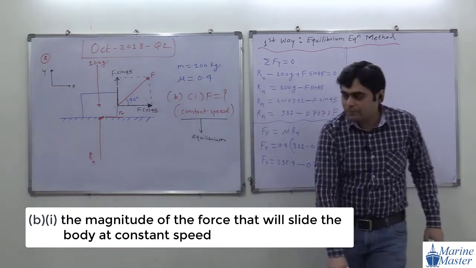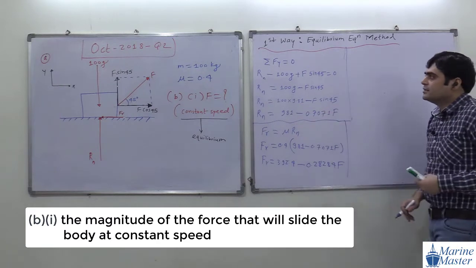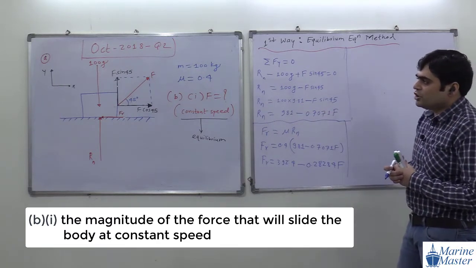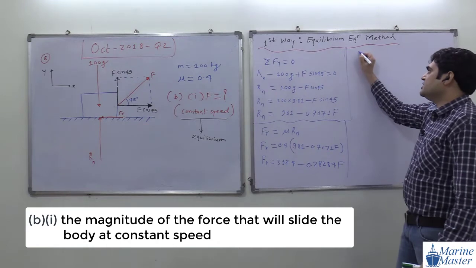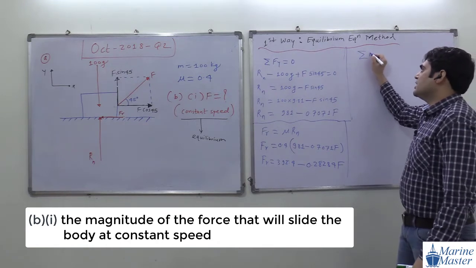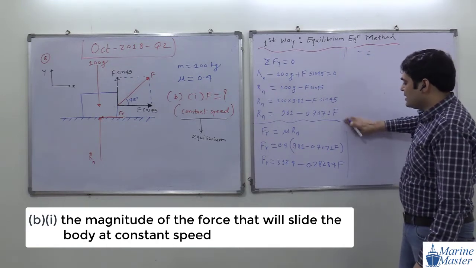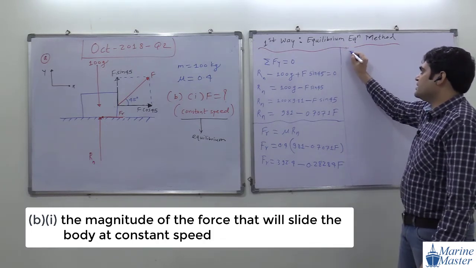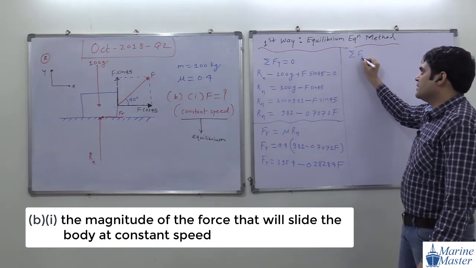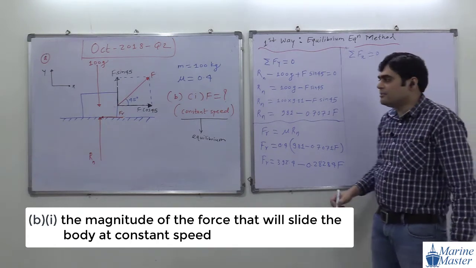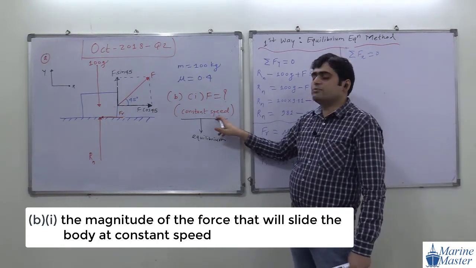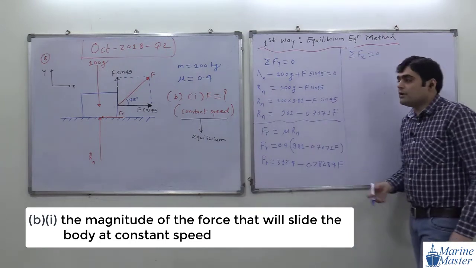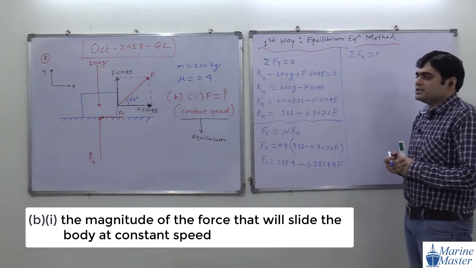Now what will we do? We are going to take the summation of forces in the X direction. Try to see the scenario. What is the situation here? Summation of forces in X direction is equal to 0 because the system is in equilibrium. Why is the system in equilibrium? Because it is moving with constant speed, meaning constant velocity.